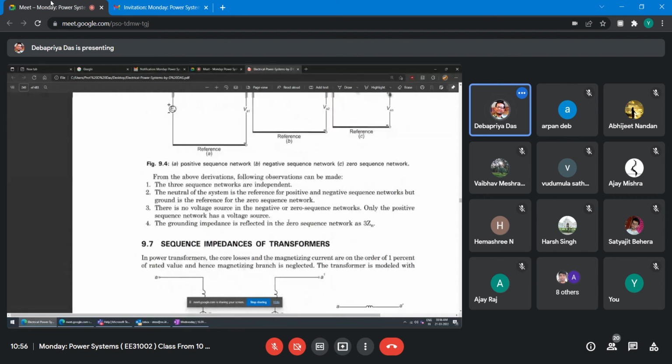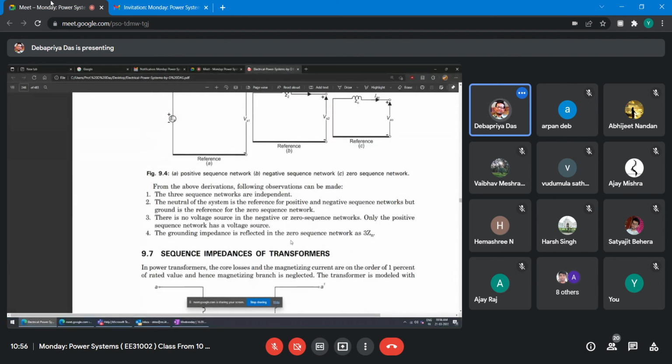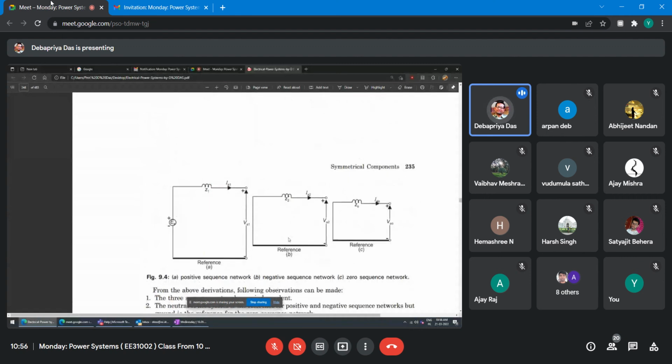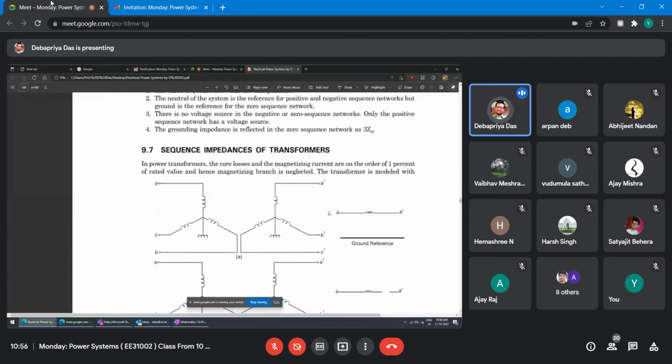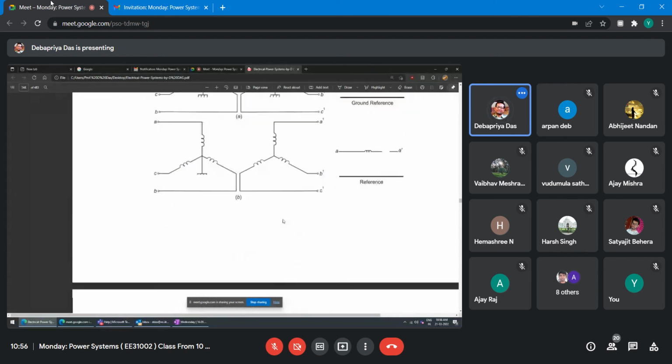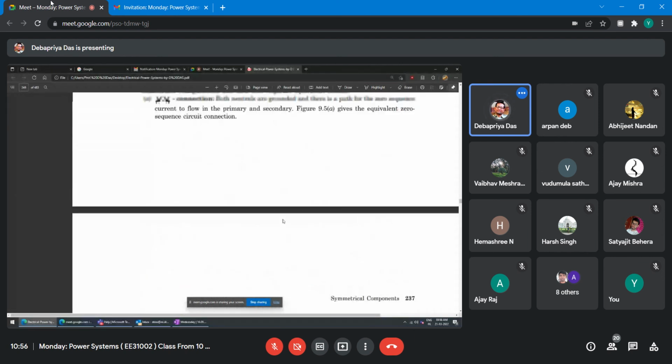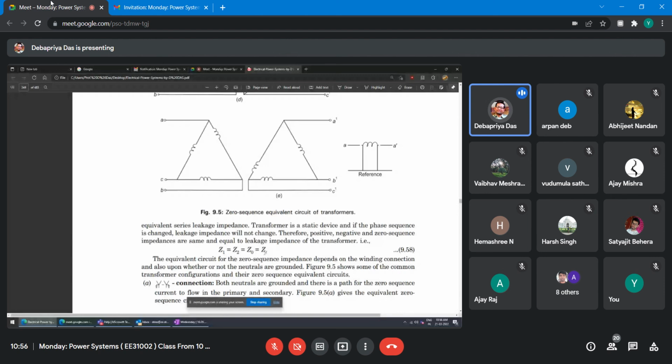This is your sequence impedance of transformers, right? So this is for the synchronous generator, sequence impedance for the transformer. You have to see all these connections, right? According to the connections you have to make it, and if you look, it is a static device, so all are equal. Sequence impedance for a static device: Z1, Z2 and Z0 are equal to ZL, the leakage reactance. All are equal. Tell me.